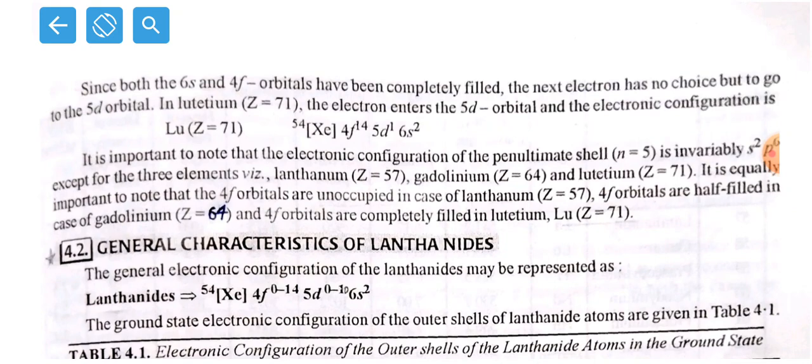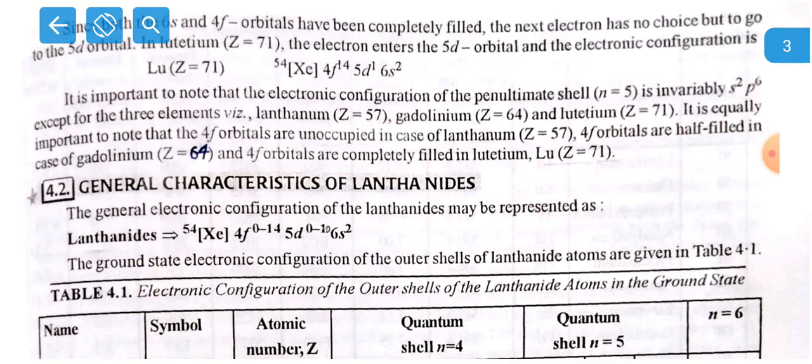It is important to note that the electronic configuration of the penultimate shell, n equals 5, is invariably 5s2 5p6, except for three elements: lanthanum, Z equals 57, gadolinium, Z equals 64, and lutetium, Z equals 71. It is equally important to note that the 4f orbitals are unoccupied in the case of lanthanum, Z equals 57, half filled in the case of gadolinium, Z equals 64, and completely filled in lutetium, Z equals 71.